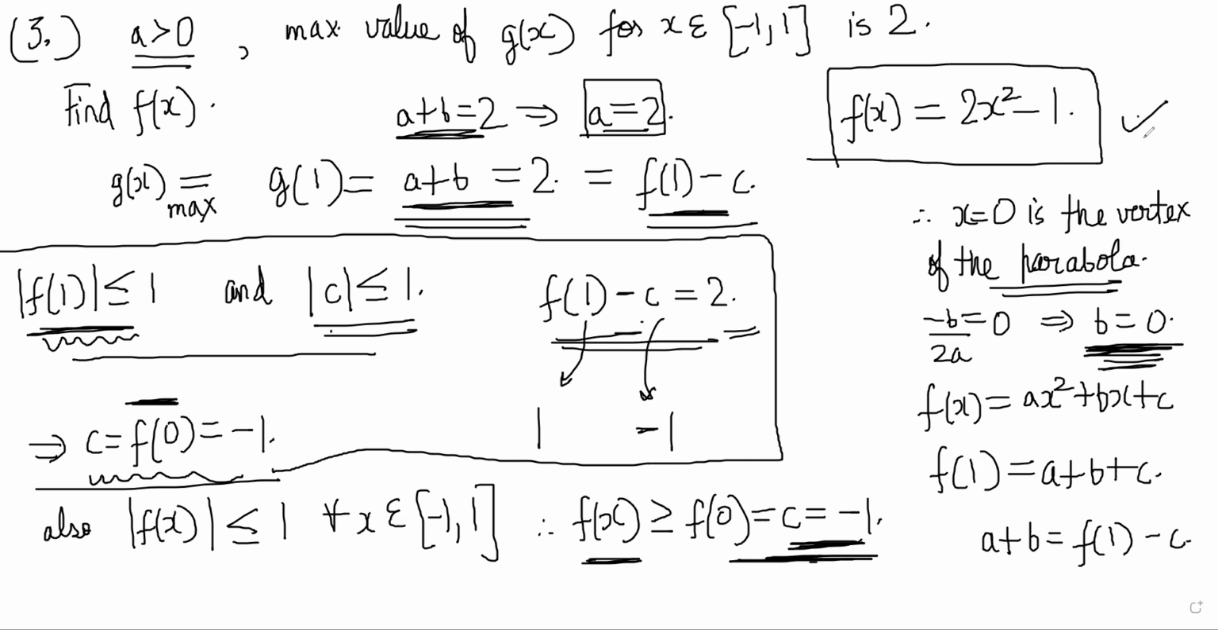So we are able to find the function because we are able to get the values of a and b and c, right? I hope you have understood this problem. This problem uses the properties of a parabola very intelligently. So hopefully you will learn something from this. Let's look at the next one.